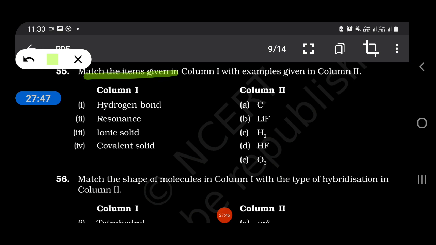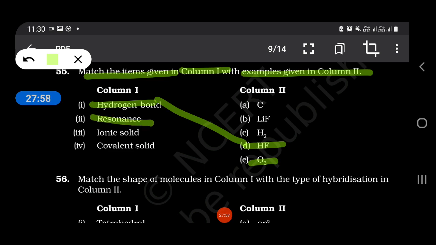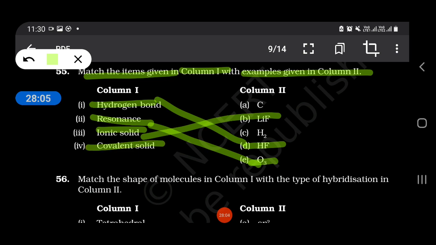Match the items given in column 1 with the example in column 2. Hydrogen bond is present in HF, resonance is seen in O3, an ionic solid is LiF, and a covalent solid is carbon.